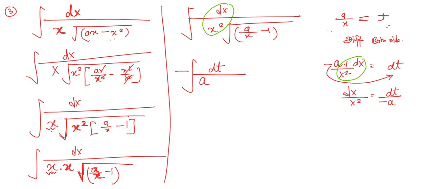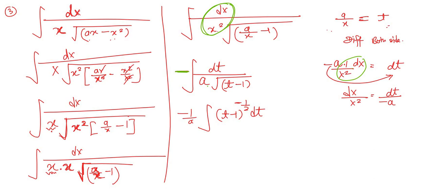Correct? dx by x square, this part became dt by a with a minus sign. And this became root of t minus 1. I think it's fine. So what we can do is minus 1 by a integration of t minus 1 power minus half dt. This is the question now.